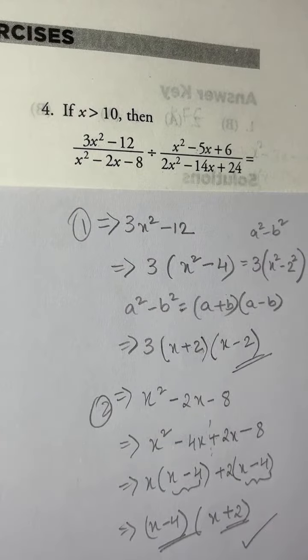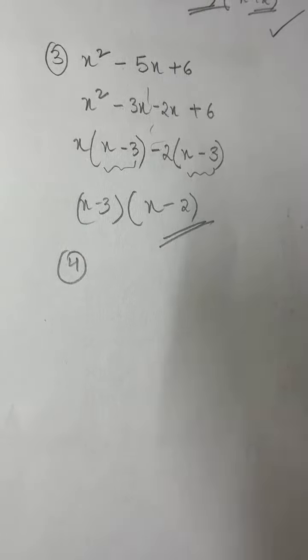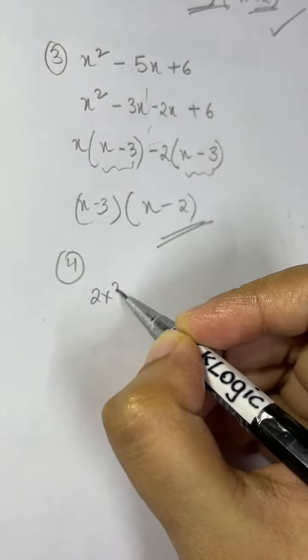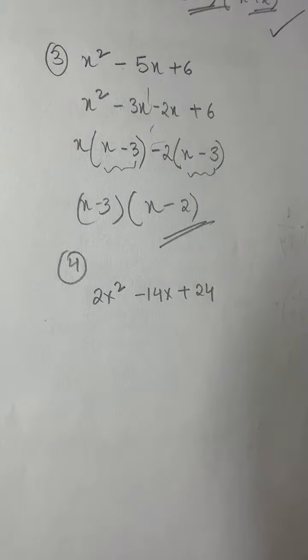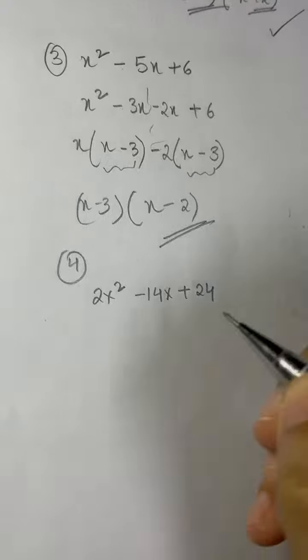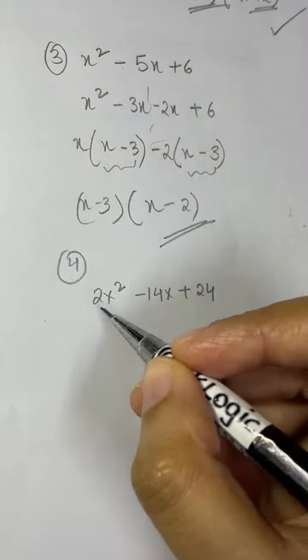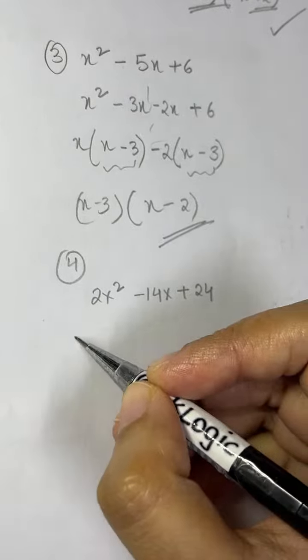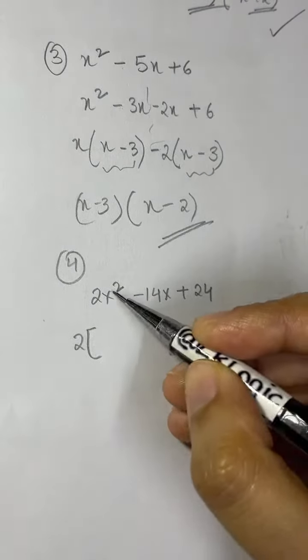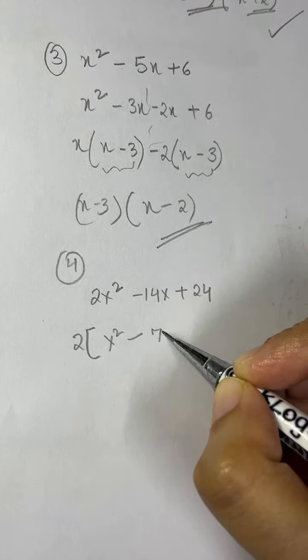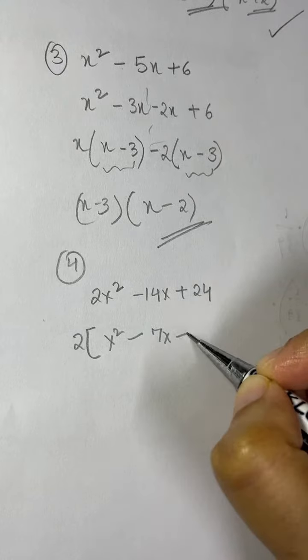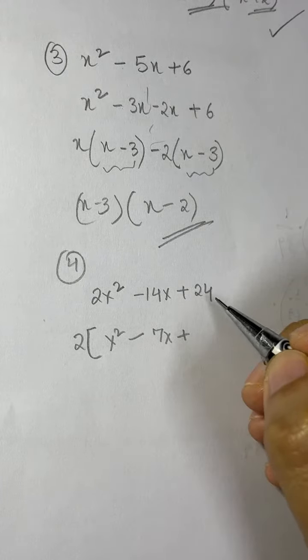2x squared minus 14x plus 24. So let me write it down. 2x squared minus 14x plus 24. Now let's factorize this. Alright, so what is the first step you can do in this? You can take out the greatest common factor. 2 is there in all the terms. Let me take it out. What is left? X squared minus 7x plus 2 times 12 is 24.